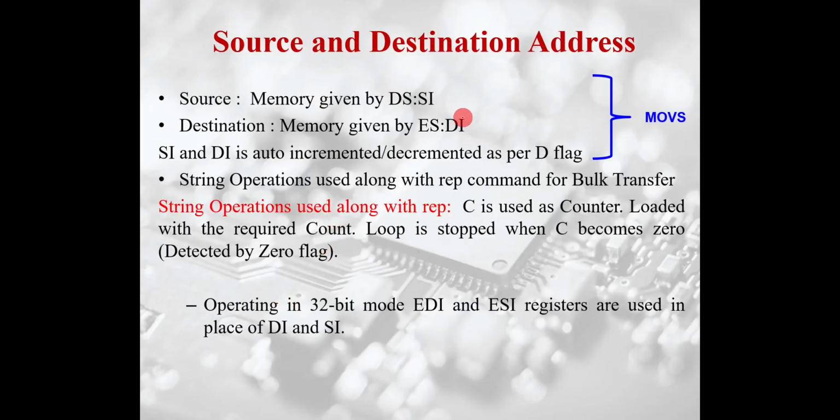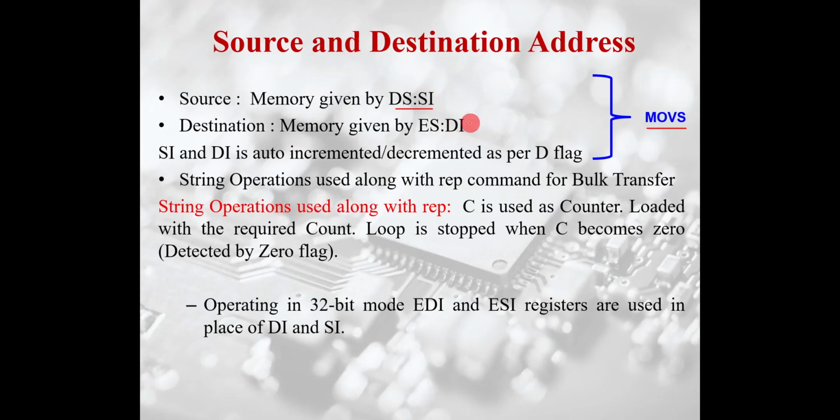Now, when we say we have to do a bulk transfer, we are going to use this MOVS. This S stands for a string operation. When you write a MOVS instruction, you don't have to write the source and the destination, because it is implied. How is it implied? The place from where the copy is to be done will be given by DS and SI. So you have to preload the DS and SI registers.